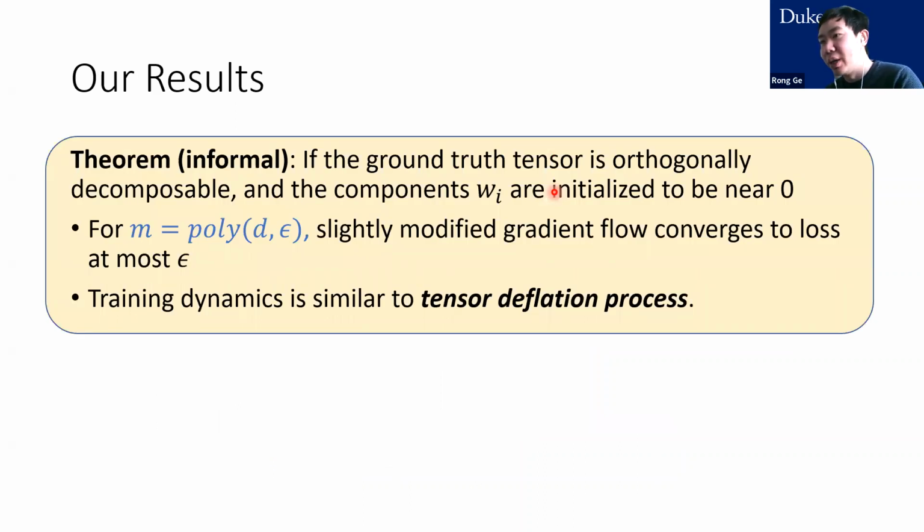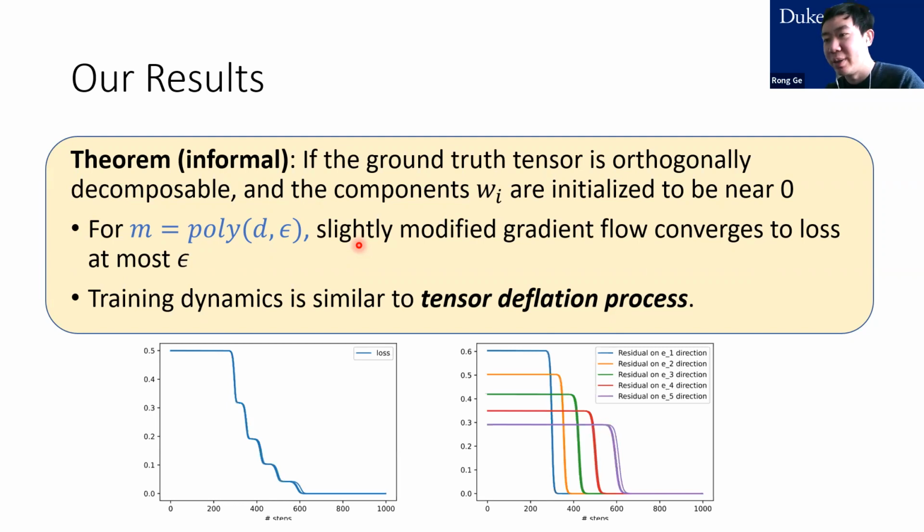What we can prove in this setting is that if the ground truth tensor is orthogonally decomposable and the components w_i of the student network are initialized to be near 0, then if the overparametrization is just polynomial in d and, I guess, 1 over epsilon, then a slightly modified version of gradient flow will converge to a loss of at most epsilon. And further, the training dynamics is actually very similar to what's known as a tensor deflation process. So what is a tensor deflation process? Let's take a look at these figures.